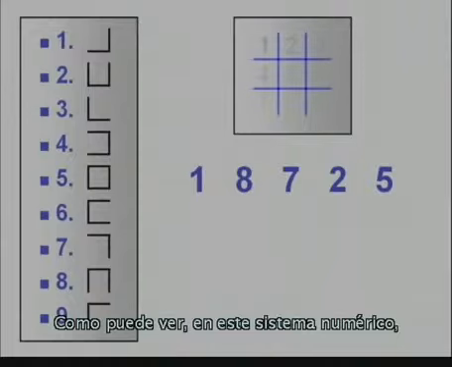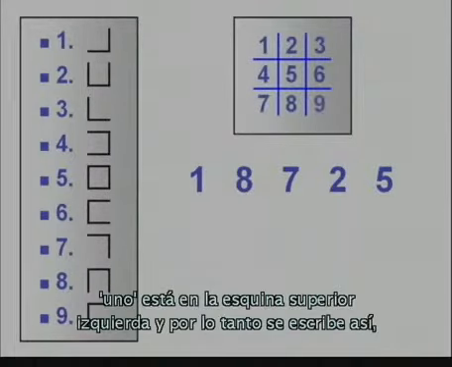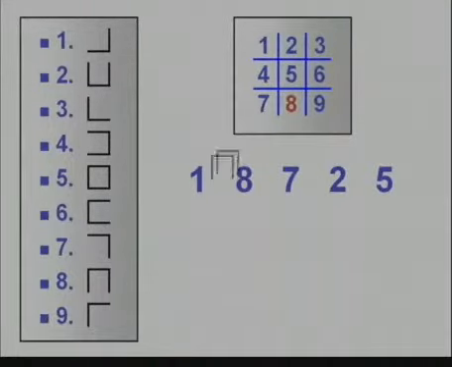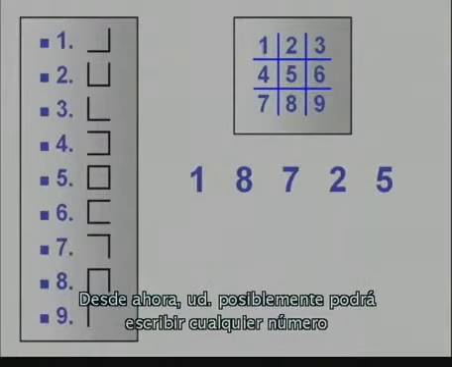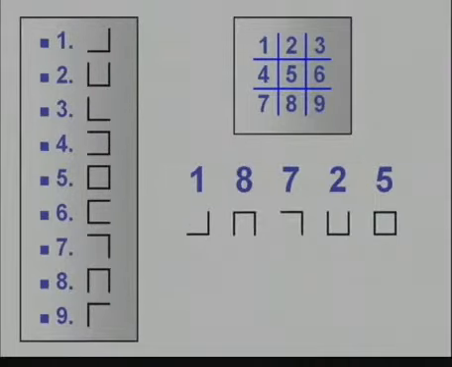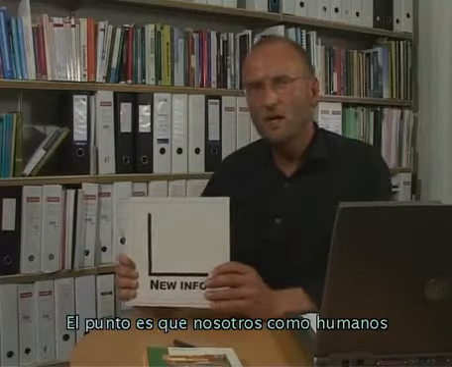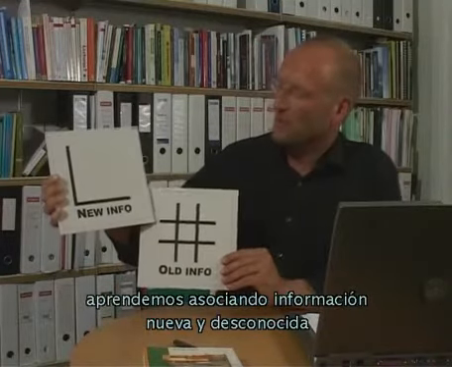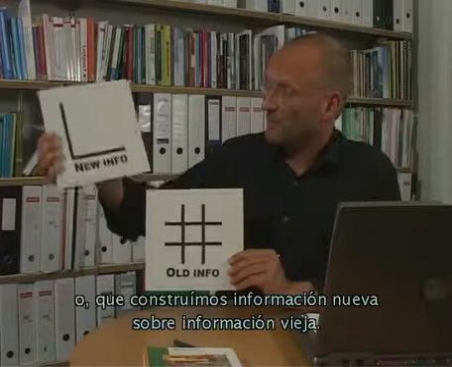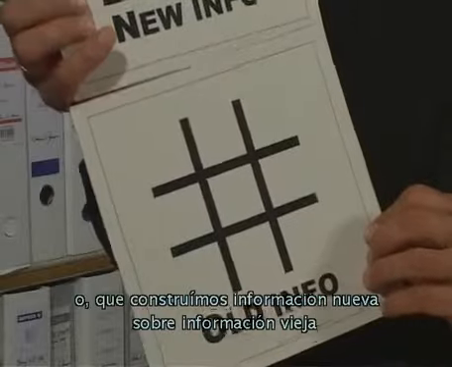As you can see, in this number system 1 is at the top left corner, and hence written like this, whereas, for example, 8 is at the bottom, and hence written like this. Now you can probably write anything using this silly number system for the next 65 years. The point is that we as humans learn by associating new and unknown information with old and known information, or that we build new information on top of old information.